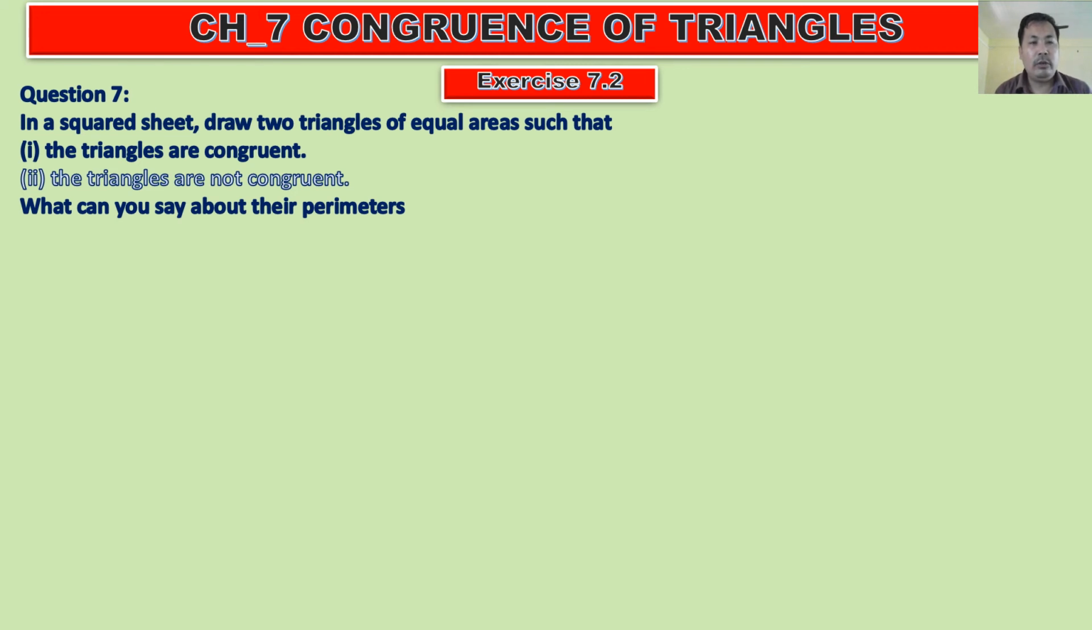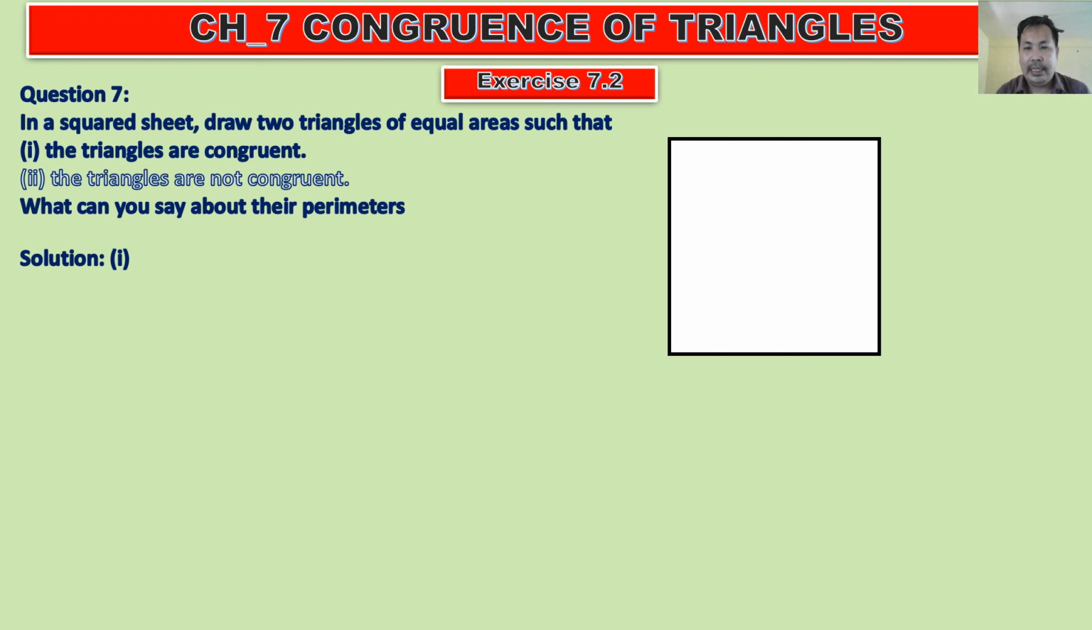Here what we have to do in Roman number 1 is that we have to take a square sheet and we have to draw two triangles which are having equal area. Okay, so let us see how we could do in the solution 1. So we have a square sheet here. In this square sheet, let us divide the square into smaller square units again in this way.